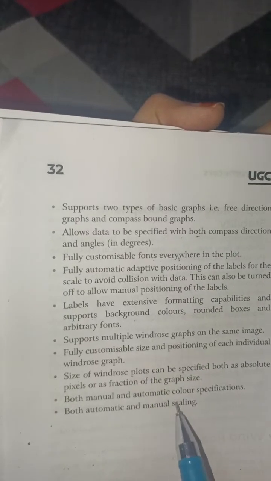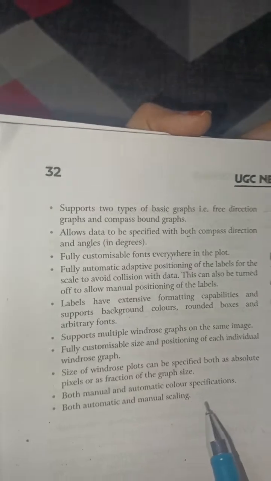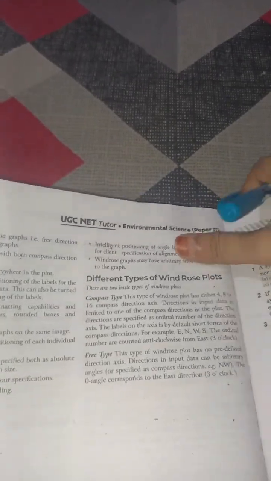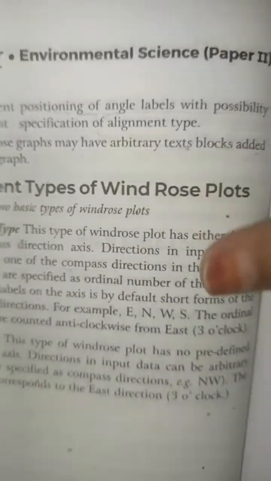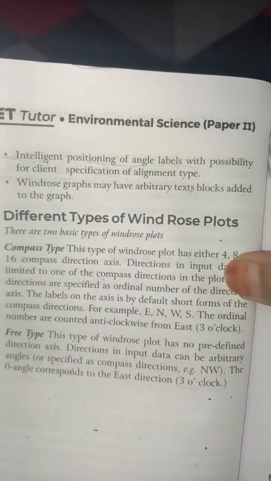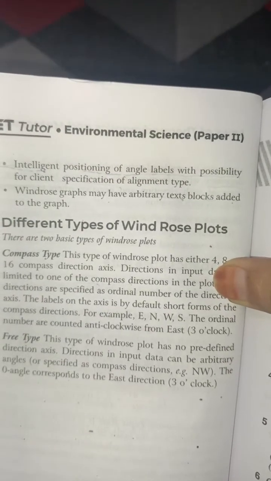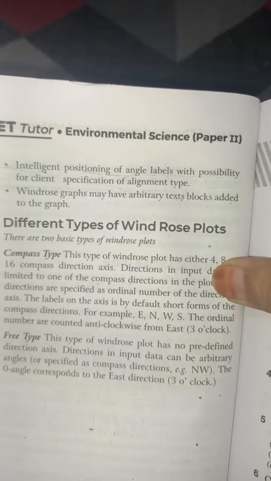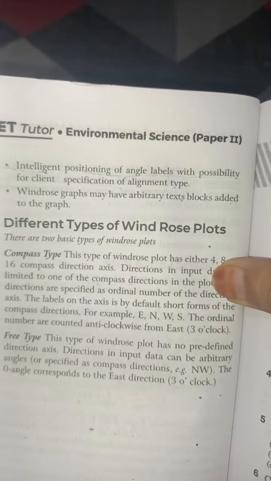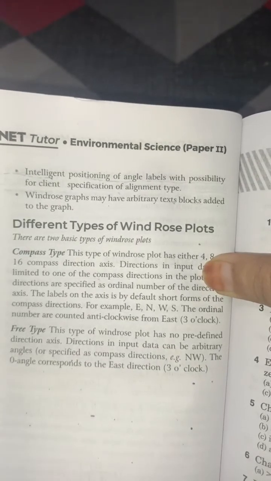Both manual and automatic color specifications. Both automatic and manual scaling. Intelligent positioning of angle labels with the possibility for client specification of alignment type. A windrose graph may have an arbitrary text block added to the graph. Different types of windrose plots.